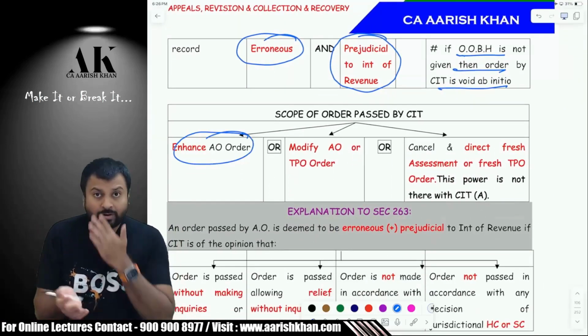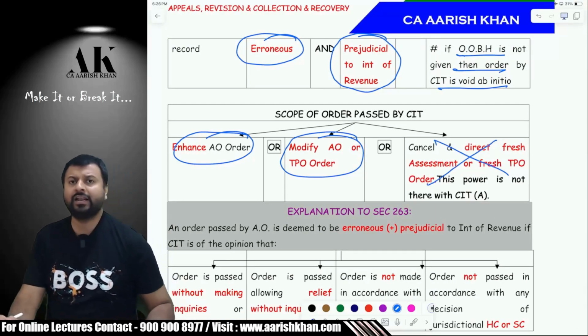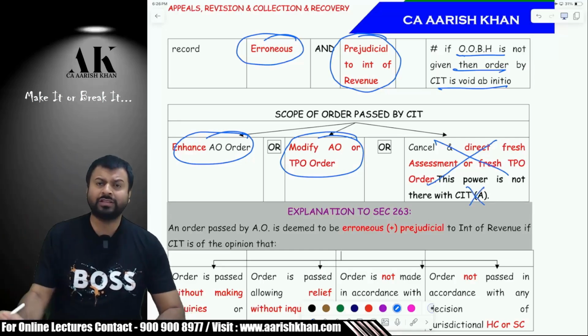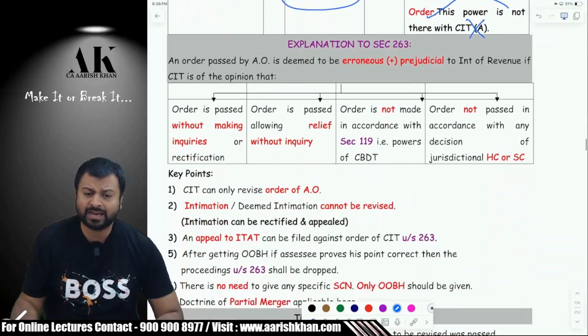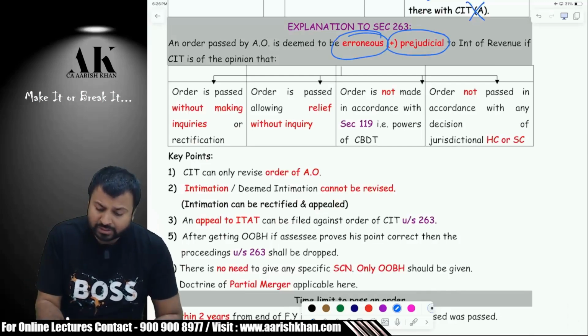Now, what is the scope of the order over here? CIT can enhance AO's order. CIT can also modify the order, and CIT can also cancel and direct fresh assessment just like ITAT. This power was not there with what? It was not there with CIT appeal. Now, when can CIT pass a revisionary order over here? When the order passed by the AO is what? Erroneous and prejudicial to the interest of revenue.